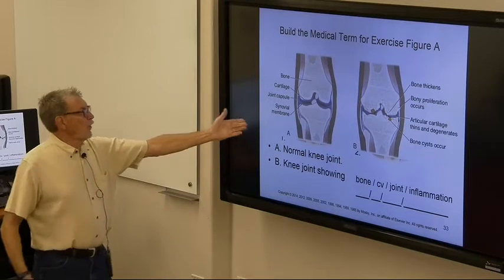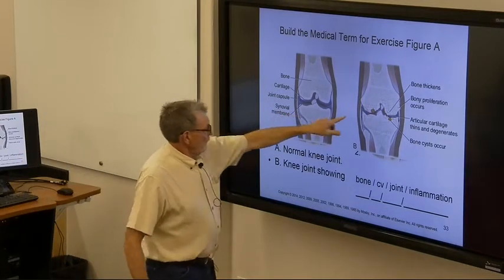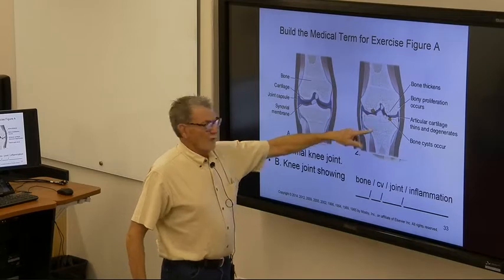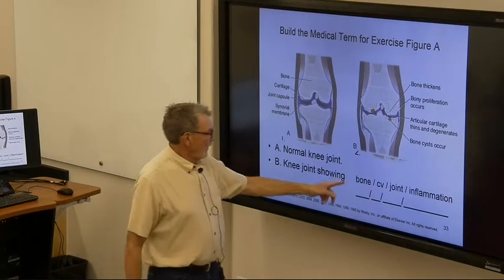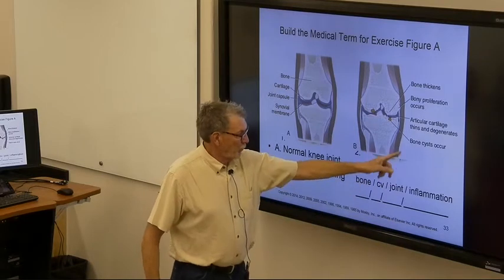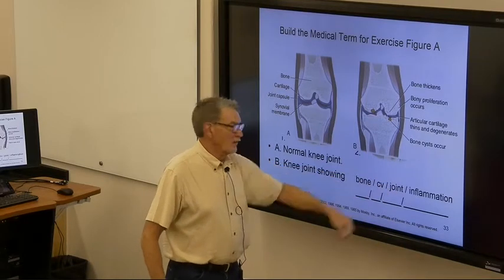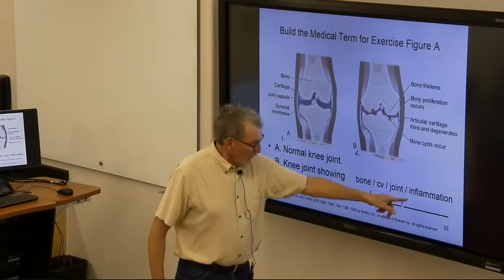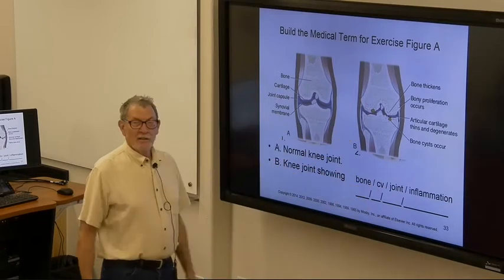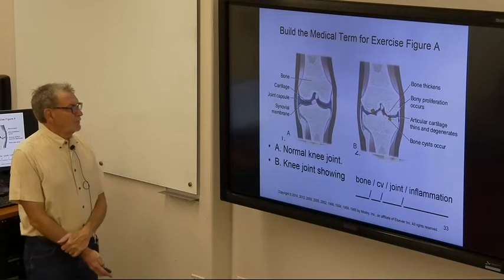You can also be asked, well, look, here's inflammation of the bone and joint. Oh, goodness. It must be osteoarthritis. Itis, not pathy. That would be disease. Osteoarthritis, inflammation of the bone and joint.